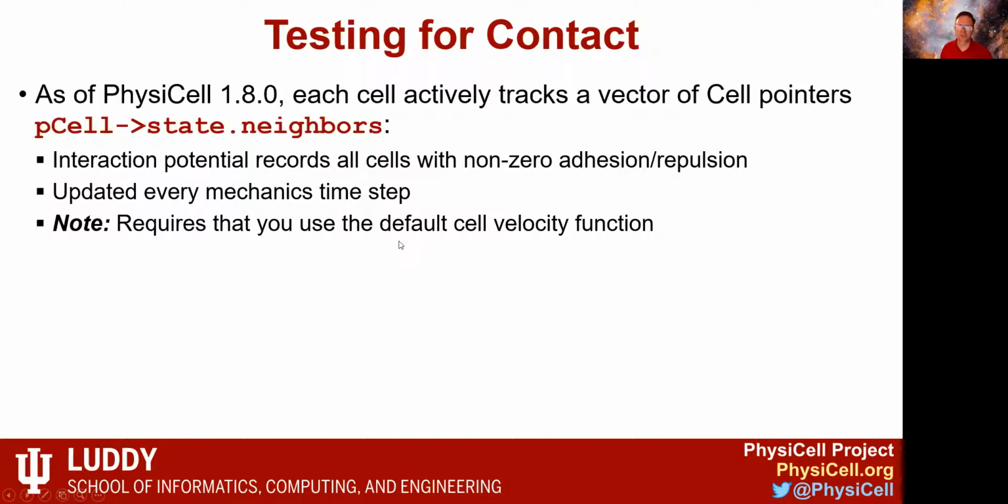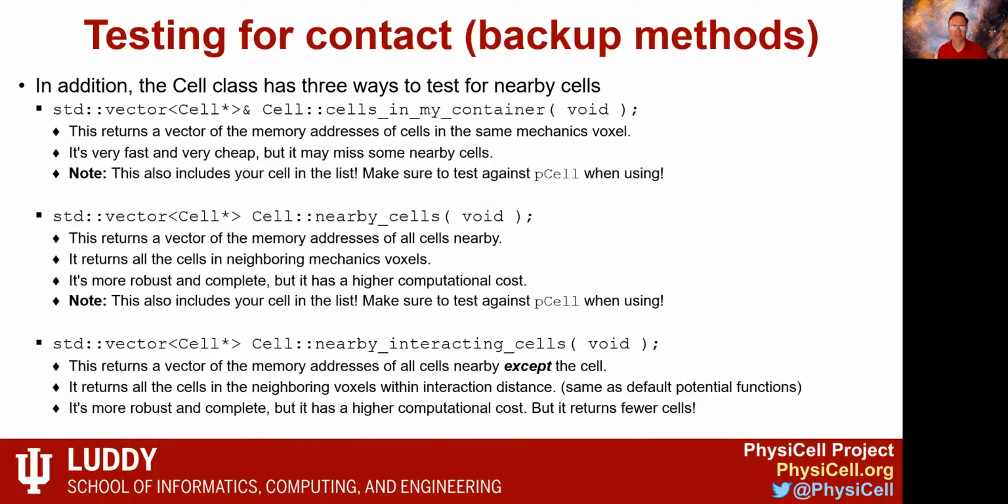Now let's switch topics to testing for contact. As of very recent versions of PhysiCell, the interaction potential functions in the default mechanics will actively update this variable called neighbors. It's a vector of cell memory addresses or cell pointers. So you look in pCell, cell.state.neighbors, that's a vector of cell pointers that were found to have non-zero adhesion or repulsion interactions in the potential function. It's updated every single mechanics time step. So as long as you haven't changed your default mechanics model, this will be actively updated for you. So this gives you a really nice way to test for interactions.